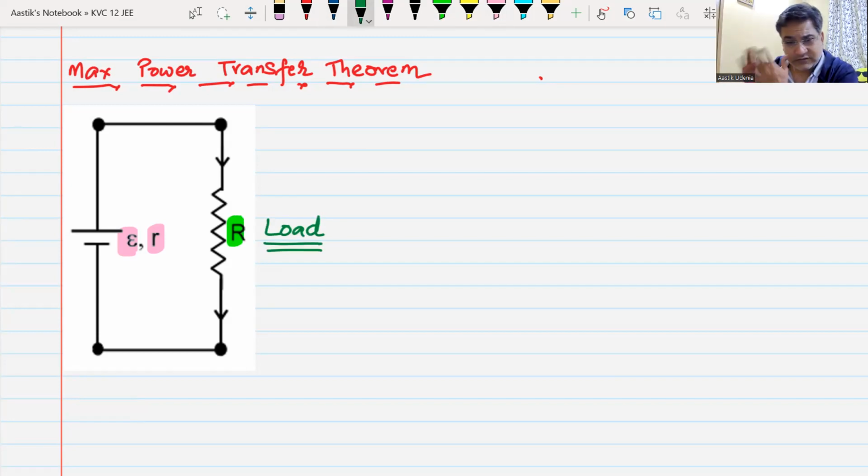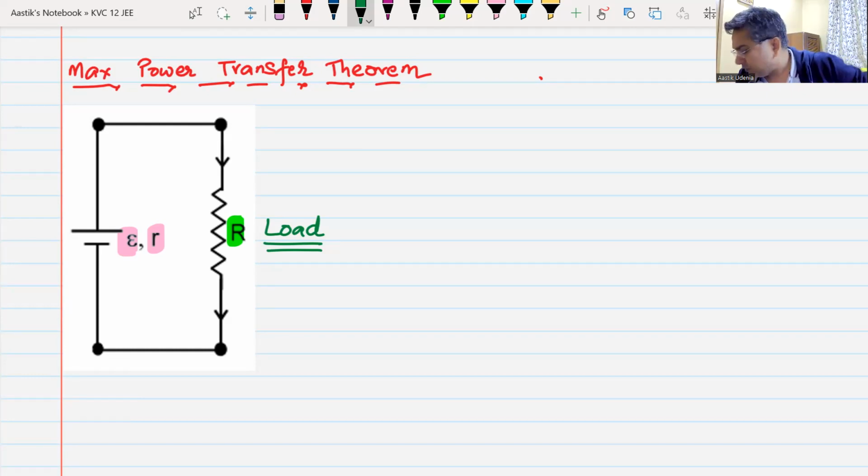Load, whatever is there, it's load. It could be a fan. This could be a light. Anything. It's load. Now, what this load wants, whatever instrument this is, is that maximum power must go to it. Now, this battery also wants to deliver the maximum power to this load. In what condition does it give maximum power to the load?